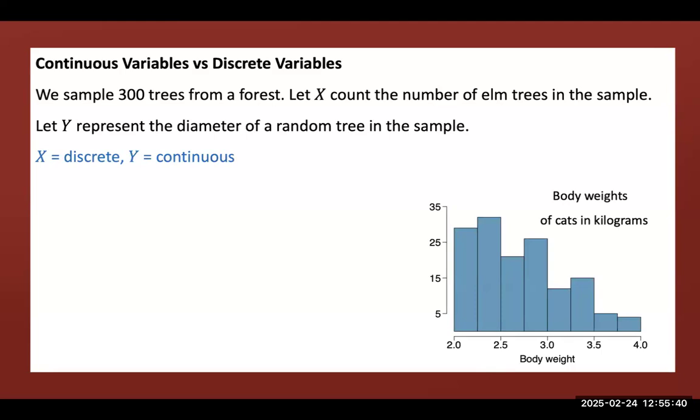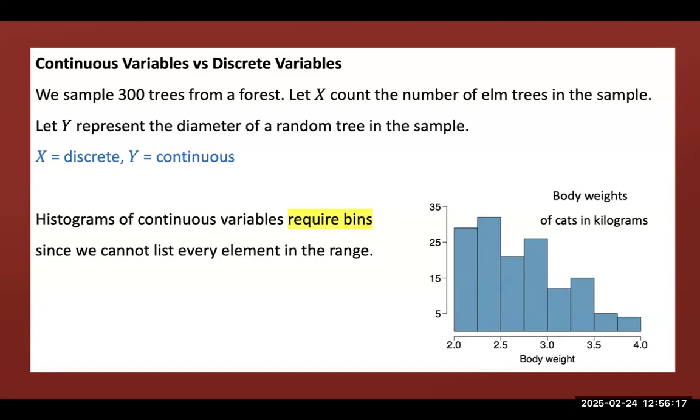And as you can see in this histogram, we have bins that have width of 0.25. For example, the first column has all weights between 2 and 2.25 kilograms. And that column represents how many cats, looks like about 28 cats, have a weight between 2 and 2.25 kilograms. So with a continuous random variable, it's impossible for us to list all the different options for that variable on the number line. So instead we use bins.